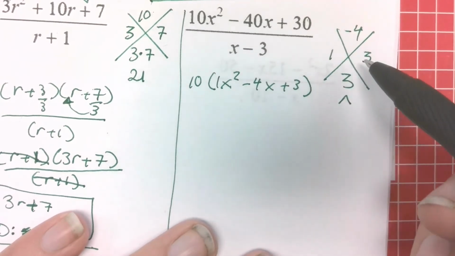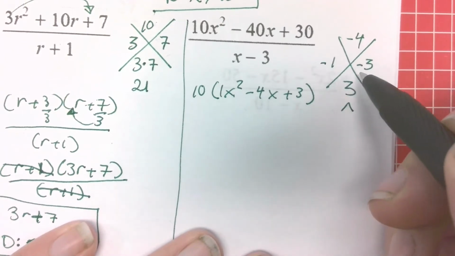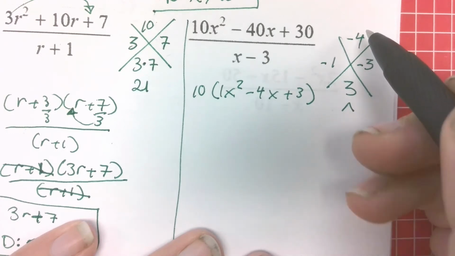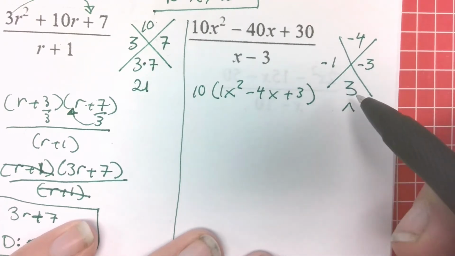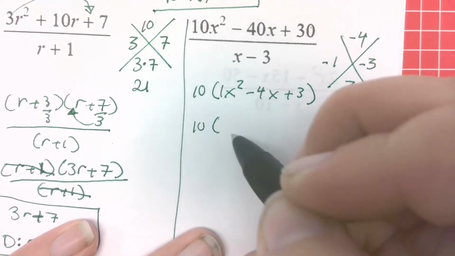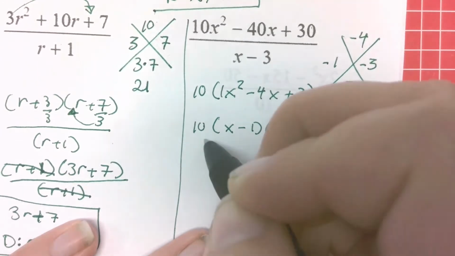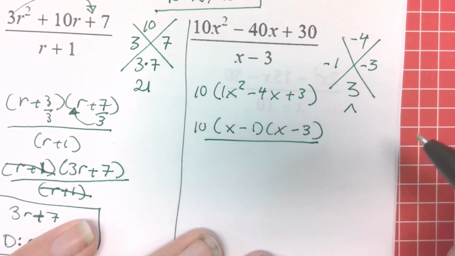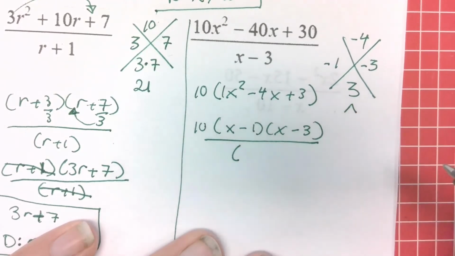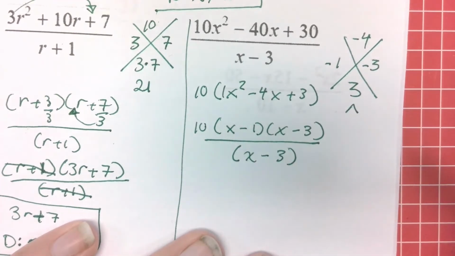What do the signs need to be, you guys? They both need to be negative because a negative times a negative is a positive, and a negative plus a negative is a negative. Yeah, perfect. So they multiply to a positive and then they still add there. x minus 1, x minus 3. What's the denominator of our fraction, y'all? Yeah, x minus 3. What can we cross out?